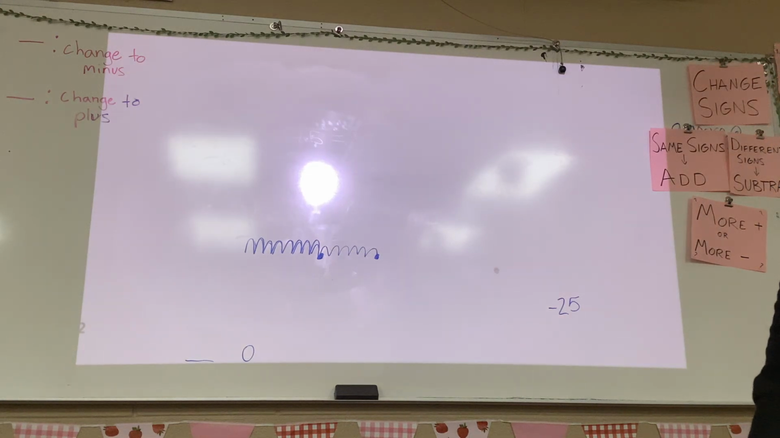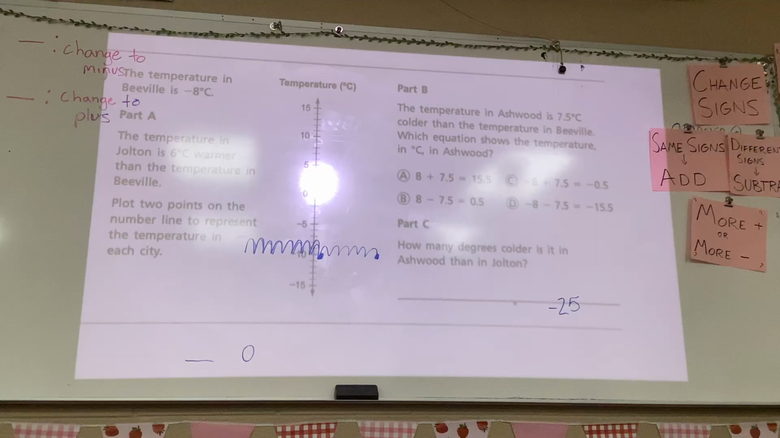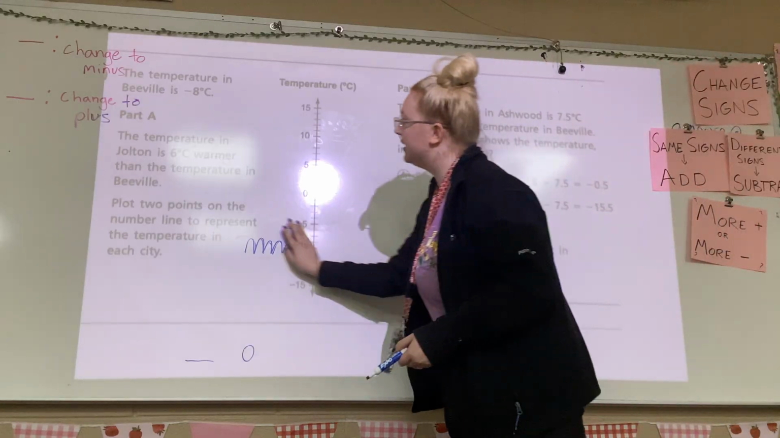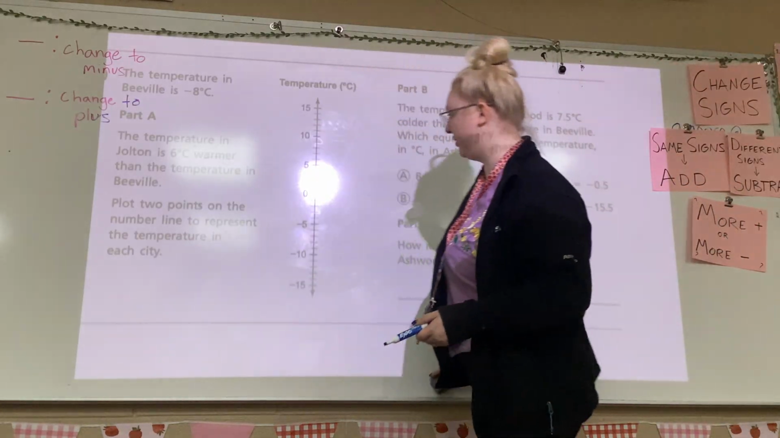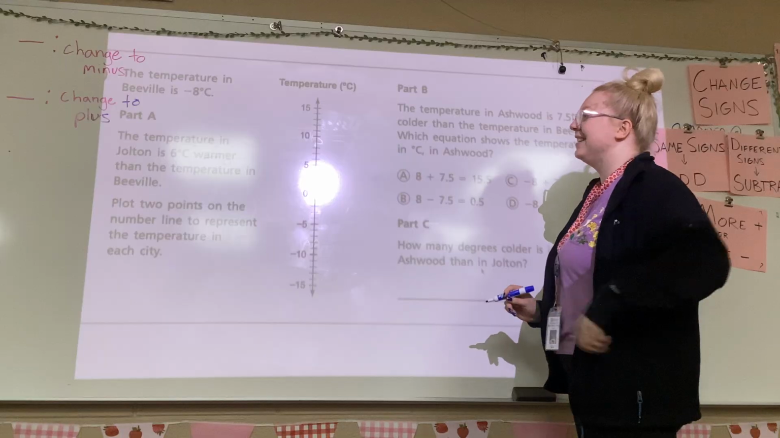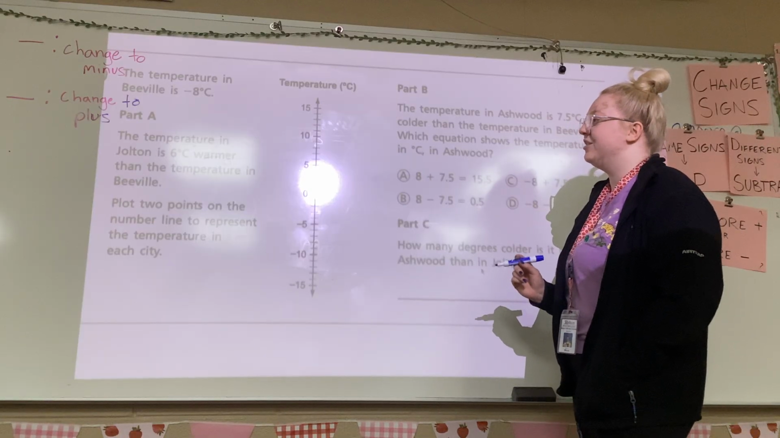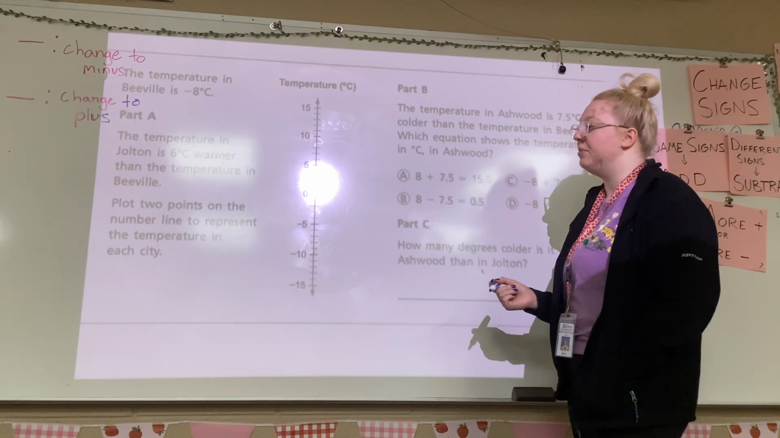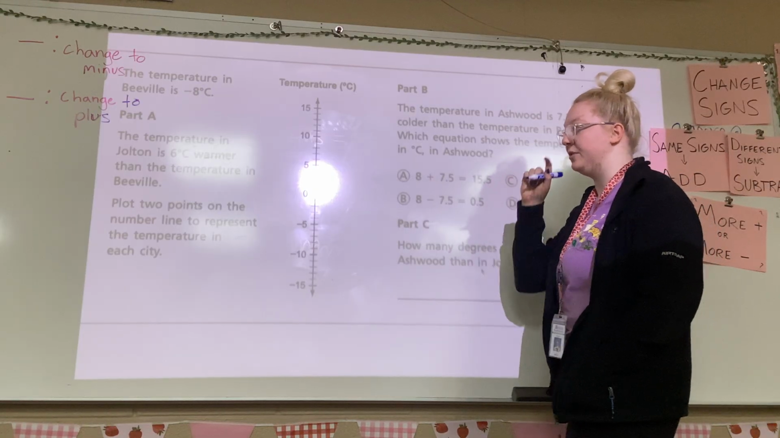Okay. It's still glitching out on me. That's fine. Here we go. The temperature in Beeville is -8 degrees Celsius. That's really, really cold. The temperature in Jolton is 6 degrees Celsius warmer than the temperature in Beeville. Plot 2 points on the number line to represent the temperature in each city.